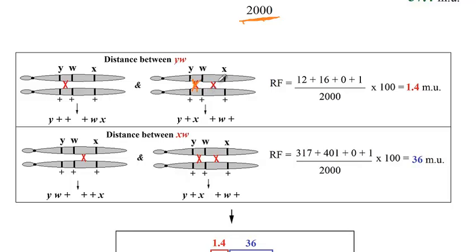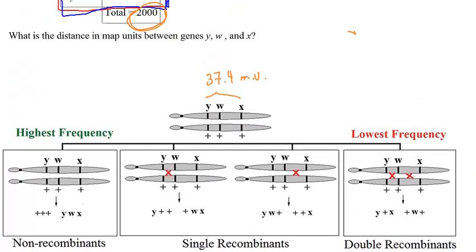And then we don't care this time if there is another crossover between W and X, because we are not trying to find the distance between W and X. So since in this situation only 1 crossover happened between Y and W, these double crossover gametes are only added once. We don't multiply it by 2. So the distance between Y and W is 12 plus 16 plus 0 plus 1 times 100 divided by total gives us 1.4 map unit. So again, the distance between Y and W is 1.4 map unit.